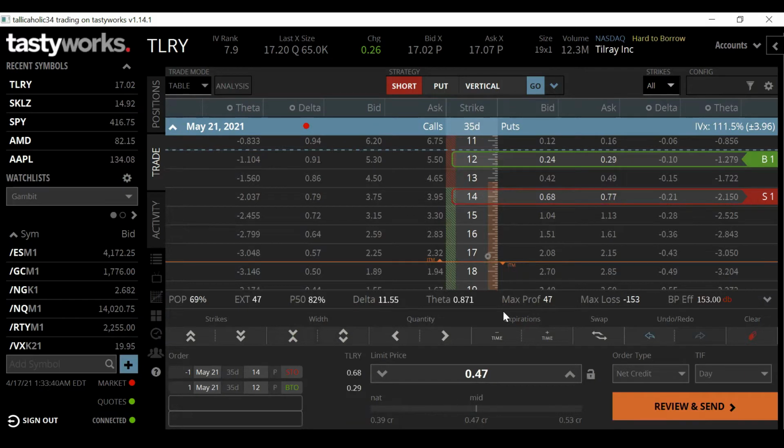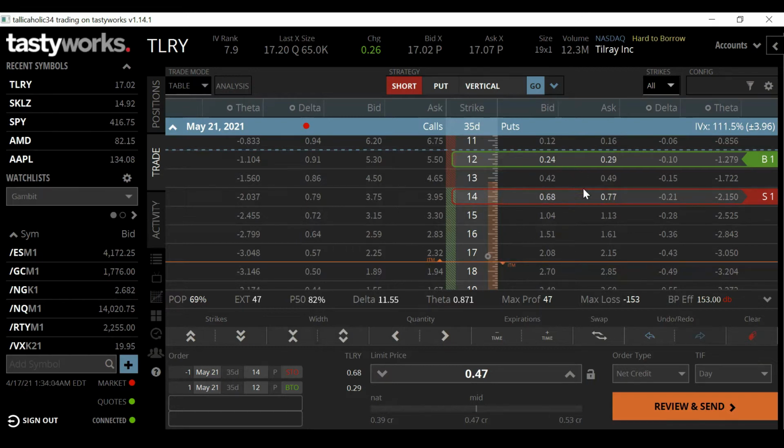Max profit is 47. We're collecting 47. We cannot make more than what we're selling this for. That's 47 bucks. Subtract that from 2, that's the width of our strikes. 153 is our max loss. That's also our buying power. Theta is at 0.8, delta is at 11, because this is a neutral to bullish strategy, so positive delta. 69% probability of profit.